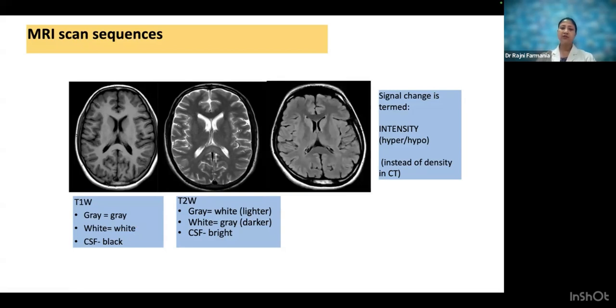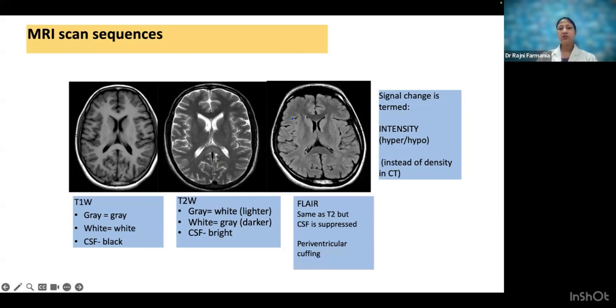And T2 FLAIR, you can see here, the fluid is suppressed. So FLAIR means fluid is suppressed. It is almost the same as T2 in terms of gray and white. So the gray is whiter, white is darker. But here CSF is suppressed to give you a better contrast picture. And again, you can see some periventricular cuffing here. That is another marker in cases of FLAIR. So these are three basic sequences which every one of us should remember. As a resident, if you are appearing for an exam, you should comment on what sequence you are seeing in the scan.